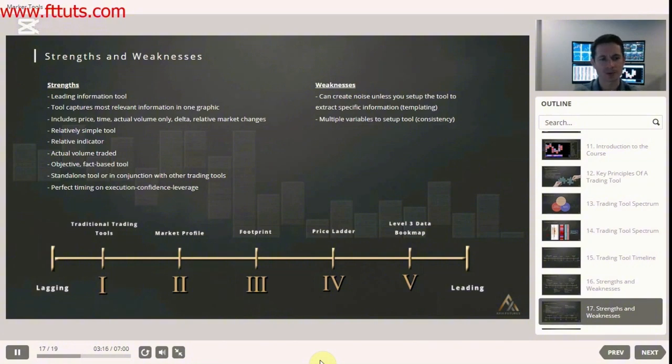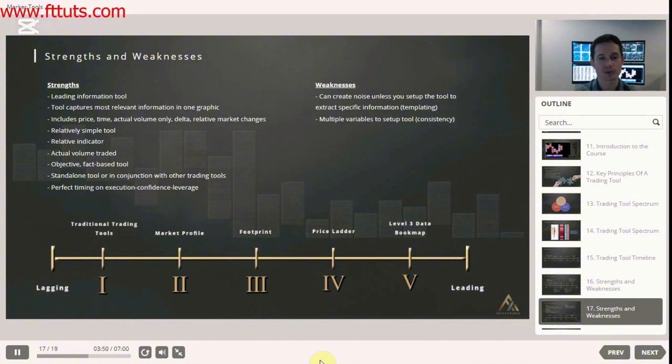Then, the tool captures the most relevant information in one graphic, and that's something that's very important. Like I said, one of the weaknesses is there's a lot of information, but if you set it up correctly, the tool can really capture all that information in one simple graphic, and that graphic is simply color-coded. So we have 2 colors, blue and red, and 3 different shades. And all that information boils down to simply 2 colors and 3 different shades. And that for me is unique. It's a lot of information that is summarized in a very simplistic manner.